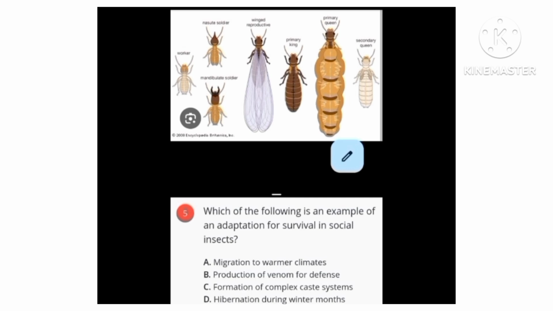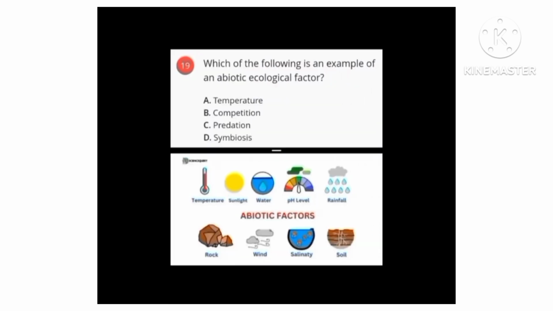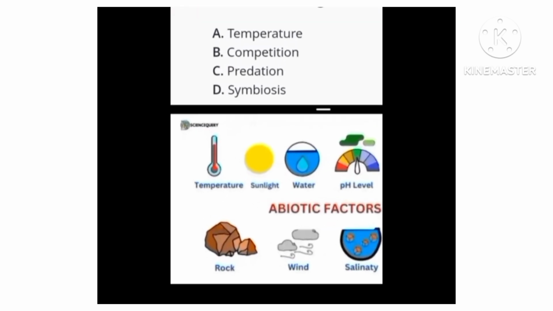Which of the following is an example of an abiotic ecological factor? This is another question. Which of the following is an example of an abiotic ecological factor? We have A, temperature, B, competition, C, predation, D, symbiosis. Now, all these points from B to D are biotic factors, but A, temperature, is an abiotic factor. So it is a non-living factor. That's why it's called an abiotic factor.